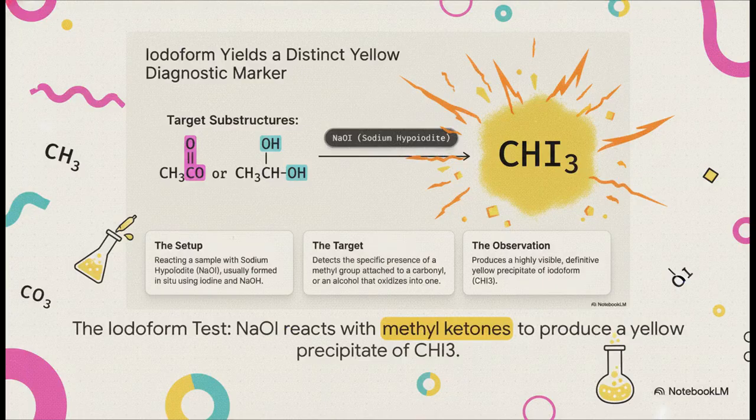And our last tool is the iodoform test. This one is super specific, like a heat-seeking missile. It's not just looking for any ketone, it's looking for one very specific structure, a methyl group, a CH3, sitting right next to that carbonyl carbon. If that structure is there, the reaction produces iodoform, which is this bright, unmistakable yellow solid. See that yellow precipitate? It's a dead giveaway you've got a methyl ketone.